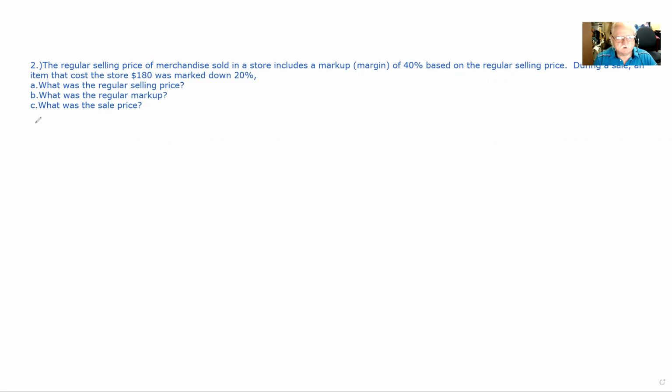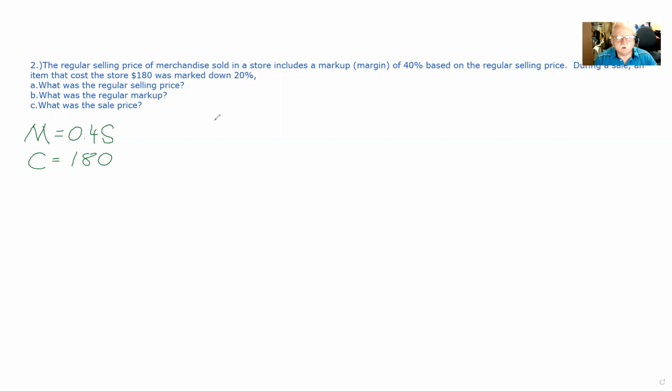So what that tells us is that the markup equals 40%, 0.4 of the selling price. During a sale, an item that costs the store 180, so we know the cost is 180, was marked down 20%. So a 20% discount. But the first thing we have to do is find the regular selling price.